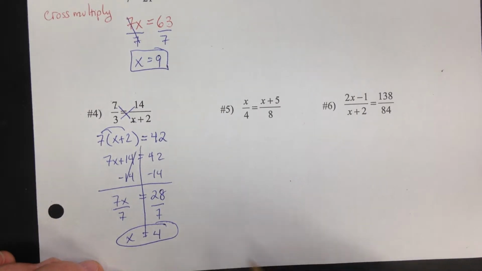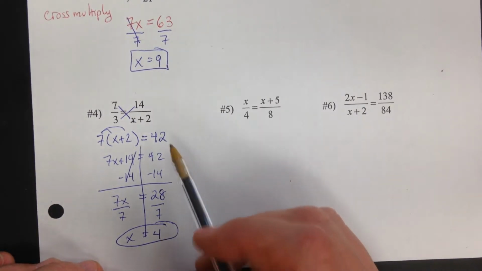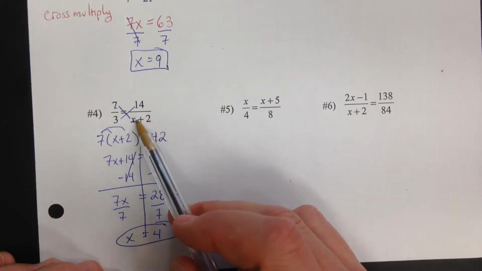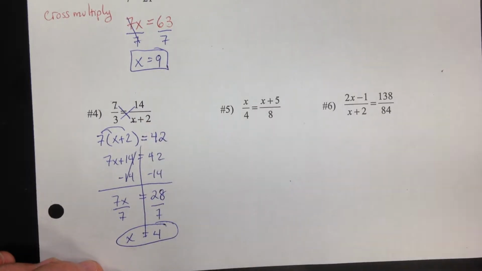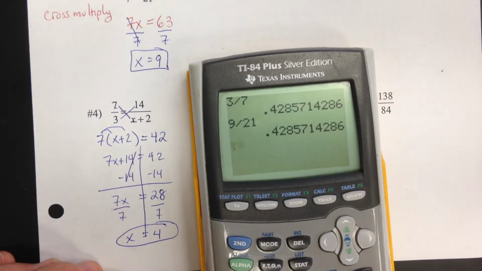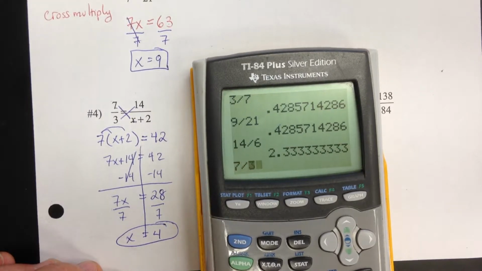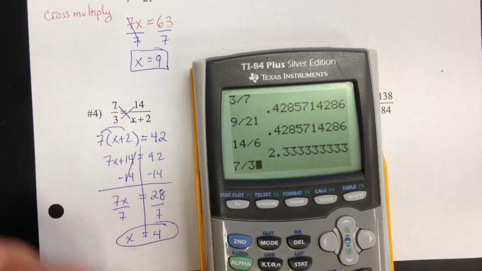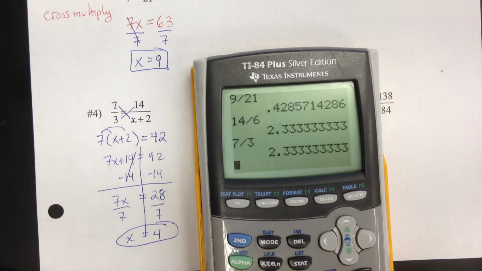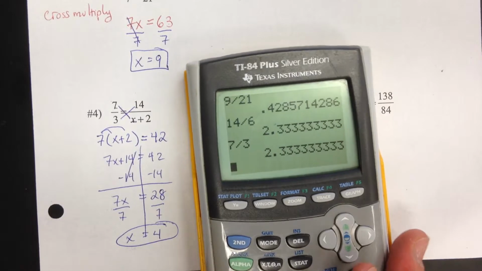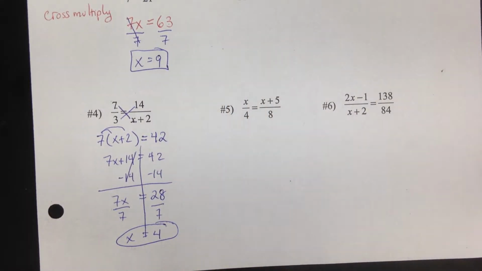Okay, again, you can check. You can take the 4 and plug it back in here. So 4 plus 2 is 6. And if I take 14 divided by 6, we get a decimal. And then 7 divided by 3, that's the left side of the equation. Same thing, okay? So 4 is our solution.